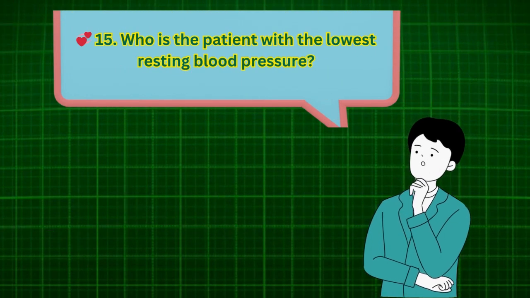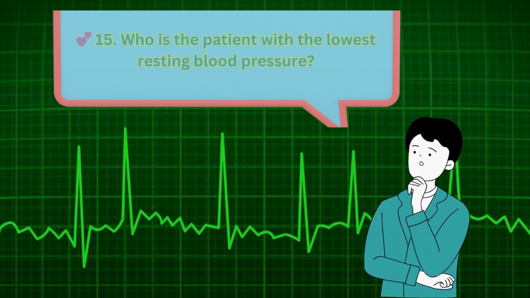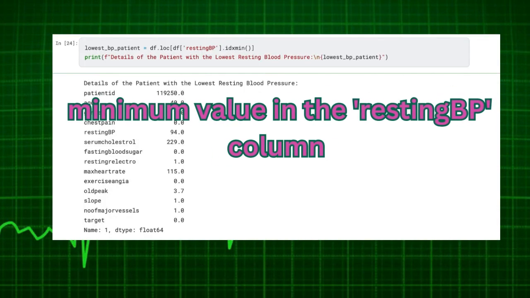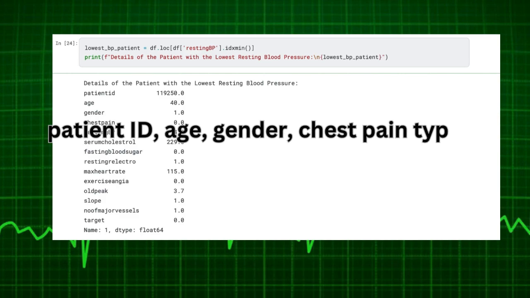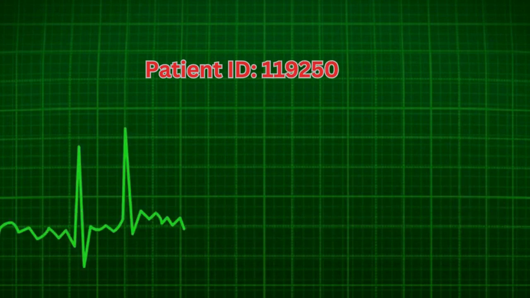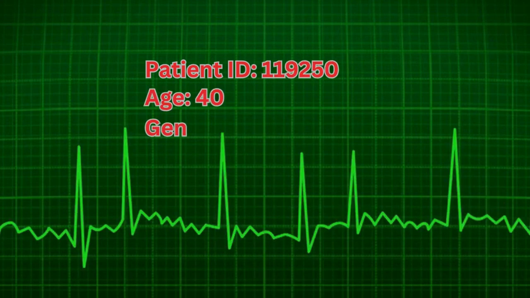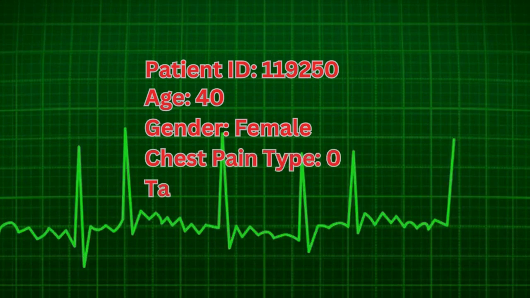15. Who is the patient with the lowest resting blood pressure? To identify the patient with the lowest resting blood pressure, we first find the minimum value in the resting BP column. Then, we extract additional details such as patient ID, age, gender, chest pain type, and target, indicating heart disease presence. Patient ID: 119,250. Age: 40. Gender: female. Chest pain type: 0. Target: 0.